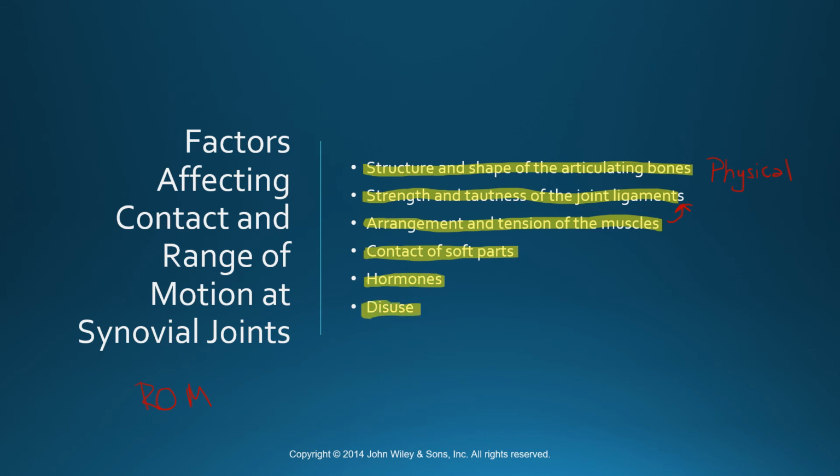Disuse is also another very big factor that affects range of motion. If a joint has not been used for an extended period of time, movement at that joint might become restricted. For example, when we use casts to set broken bones, say an elbow joint is immobilized by a cast, the range of motion at the joint may be limited even for a time after the cast is removed just because of disuse.